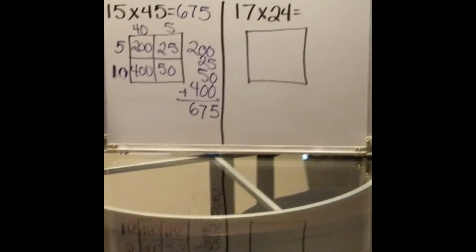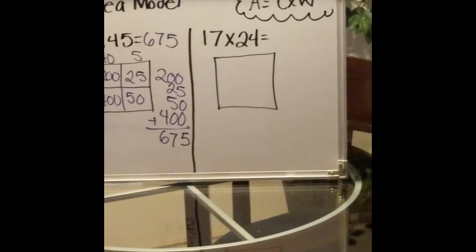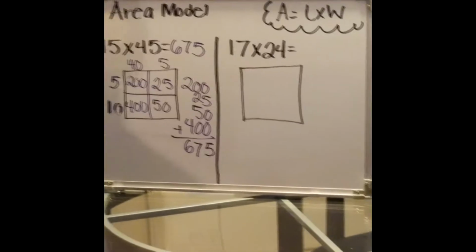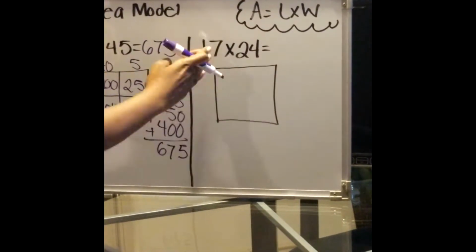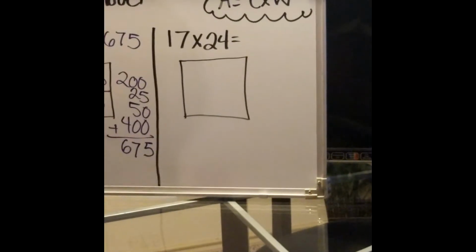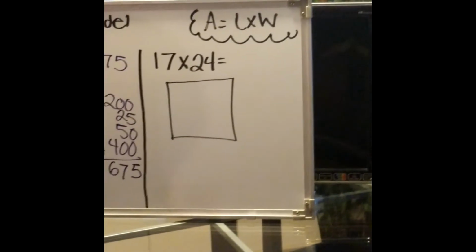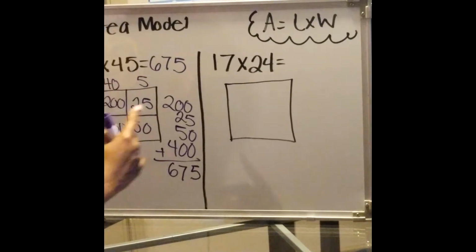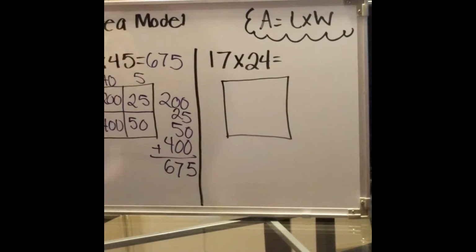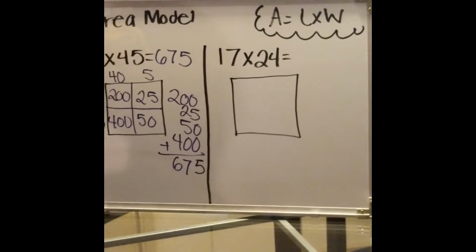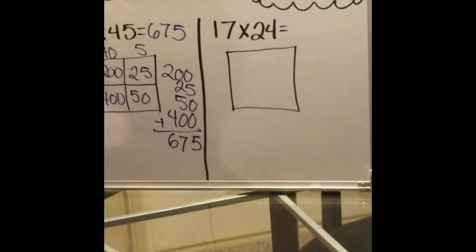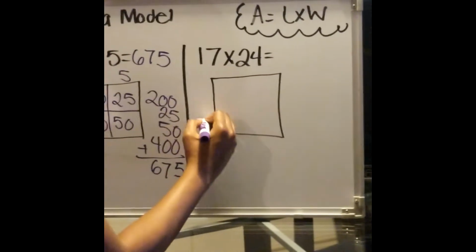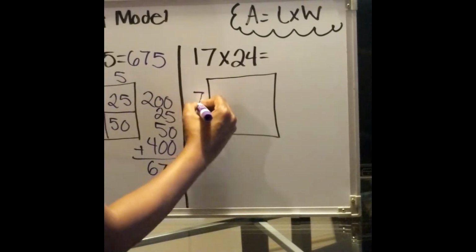Now I would like you to do this one with me. We're going to start by writing 17 as my length. I'm going to decompose it by the value of each digit. So I know, how can I decompose 17? That is correct. I have 1 ten, so it will be 10, and I have 7 ones, which will be 7.